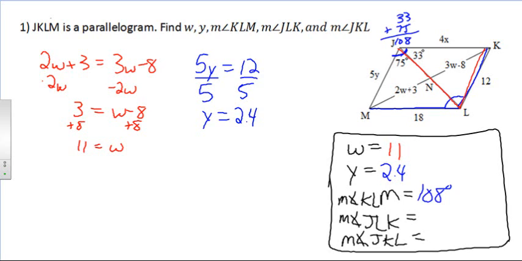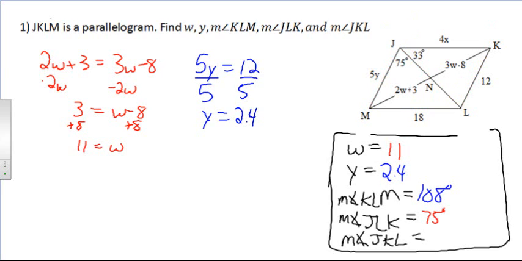JLK is that angle right there. Well, I know that that angle is 75 degrees. How's that 75 degrees, you say? Well, remember opposite sides are parallel to each other. So if I have two lines that are parallel, there's my transversal. These two angles right here are alternate interior angles, which makes angle MJL and angle JLK congruent to each other. This does need to be 75 here as well.